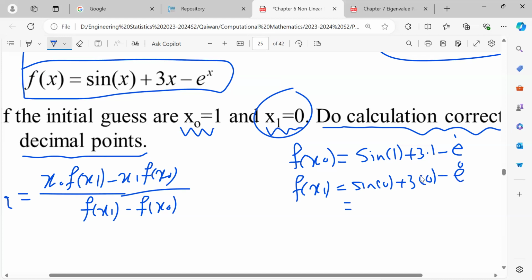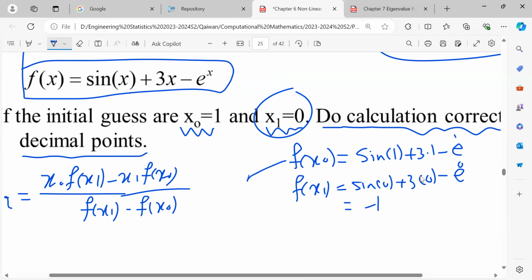This one is equal to -1. Sine 0 is 0. 3 times 0 is also 0. We have minus e to the power 0. And e is a real number, 2.71 and so on, an irrational number. Any value to the power 0 is 1, and you have a negative sign, which gives -1.